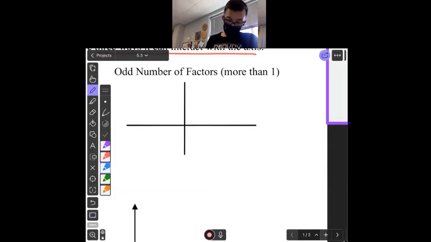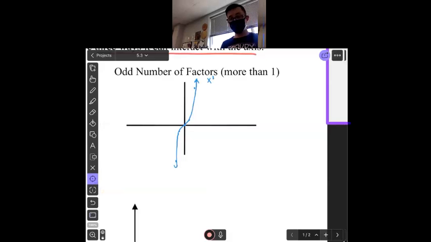Simplest one I could think of would just be x cubed. X cubed: 0 cubed is 0, 1 cubed is 1, 2 cubed is 8. Negative 1 cubed is negative 1, negative 2 cubed is negative 8. You guys have all seen the x cubed graph before. Looks like that stretched out vertical S. So it's 3 solutions, it's 3 roots, it's 3 x-intercepts would all be 0. So it shows up 3 times.